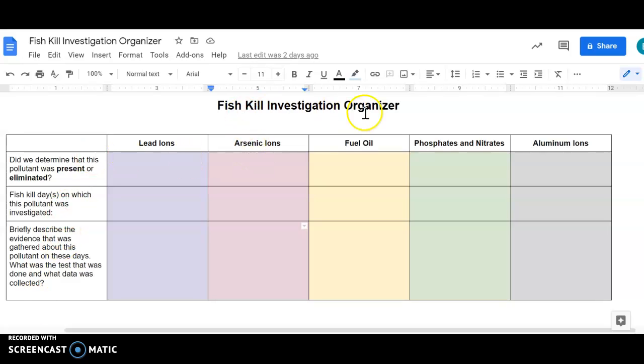So we're going to be looking at the fish kill investigation organizer. This is to help you on your claim, evidence, reasoning, or the fish kill wrap up. During our investigation, we've studied many different things that could be the potential cause of the fish kill.